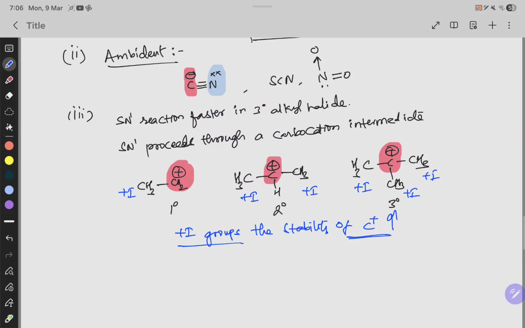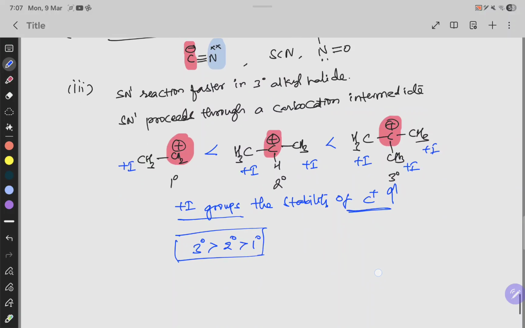So the faster rate is in the case of 3 degree alkyl halide, because here a 3 degree carbocation is forming. So the rate is faster for tertiary carbocation, then secondary, then primary. In terms of alkyl halides, you need to write that 3 degree alkyl halide gives a faster SN1 reaction compared to 2 degree alkyl halide, then compared to 1 degree alkyl halide. Why? Because it forms a tertiary carbocation. In the presence of more +I groups, the carbocation stability increases.